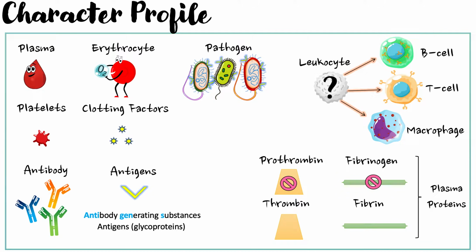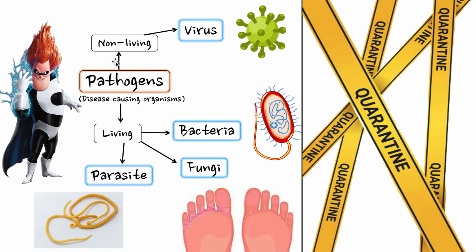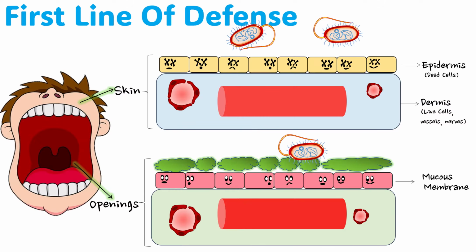So let's continue with the immune system. We covered now what a pathogen is, right? What a pathogen is, the thing that wants to kill us. And we've covered the first line of defense, the first thing that they've got to get through, our skin, okay?